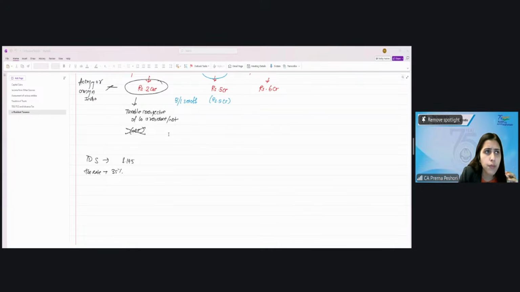12%? No. The surcharge will not be 12%, students. What will be the surcharge?